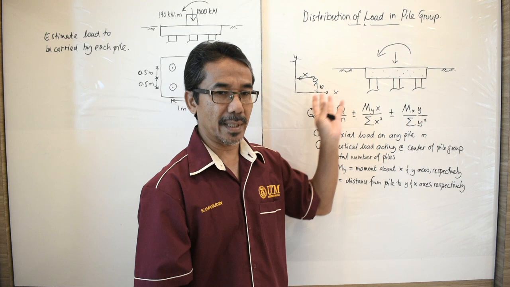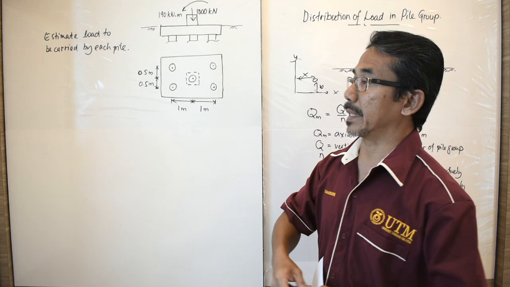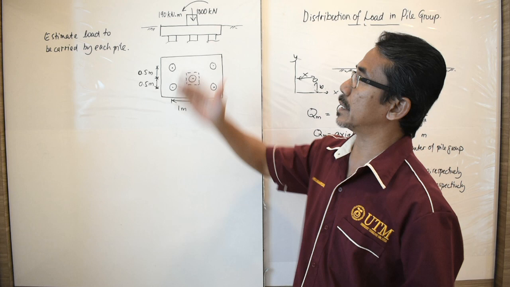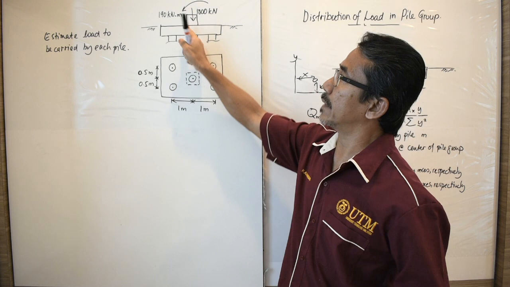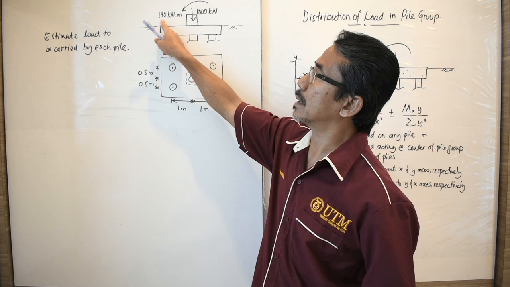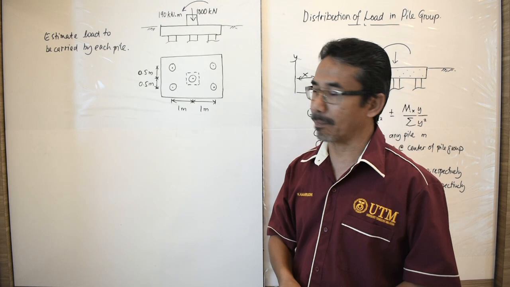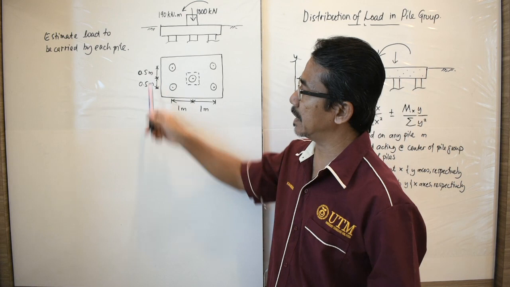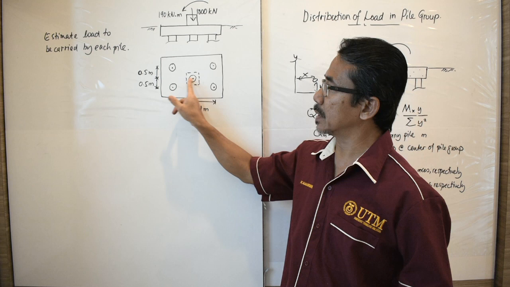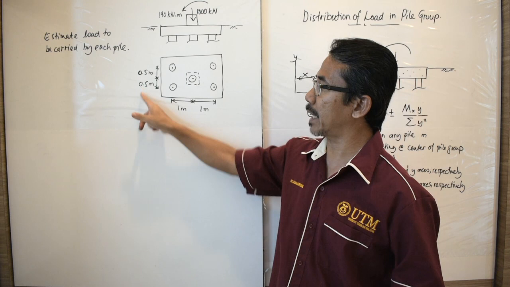We have an example here. Let's say we have a group of pile. This is the side view. There's a vertical load of 1000 kN and a counterclockwise moment equal to 190 kN. This is the plan view, or we view it from the top. We have 5 piles, 1, 2, 3, 4, 5, and these are the distances between piles. From the top pile to the center pile, distance is 0.5, center to bottom pile 0.5, and left to the center 1 meter, from center to the right 1 meter.